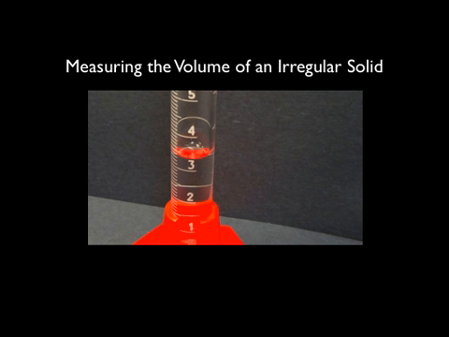You'll fill the cylinder less than halfway with water and measure the volume of the water. You'll then drop the rock in, or whatever you're trying to measure the volume of, and you'll notice that the volume will increase. The difference between the volume of the water and the volume of the water and whatever irregular object is in there will be the volume of that irregular object.